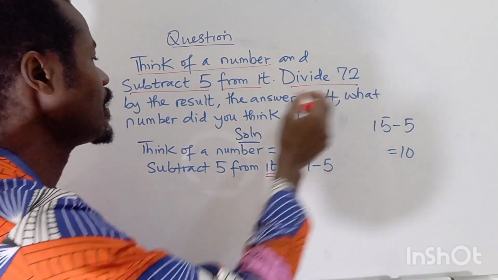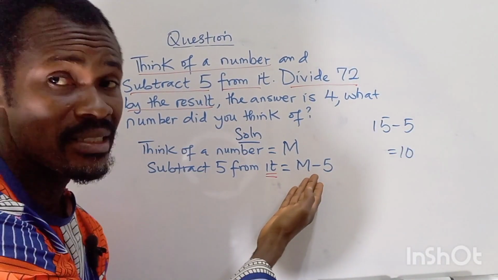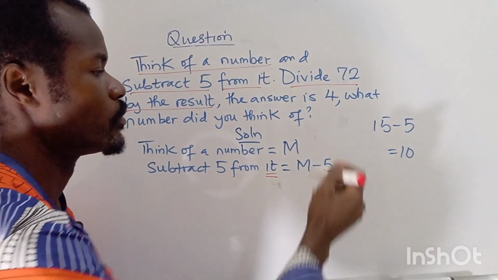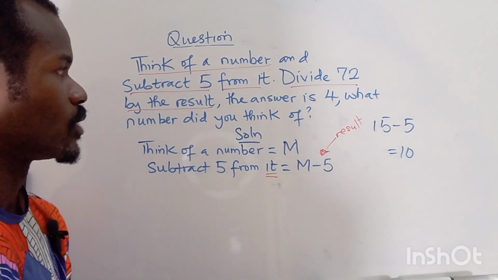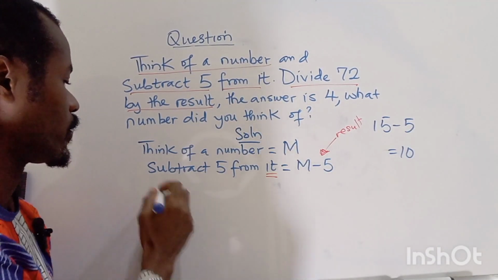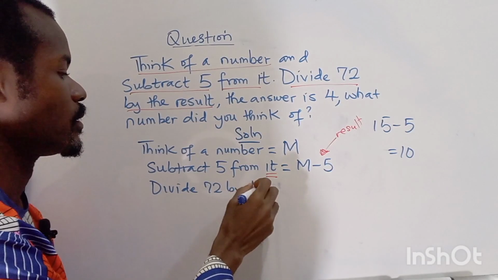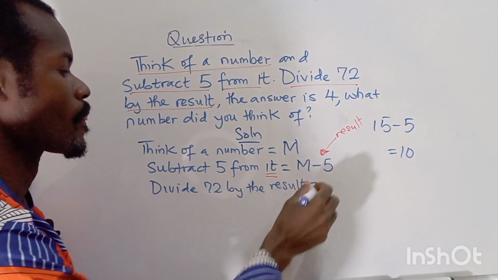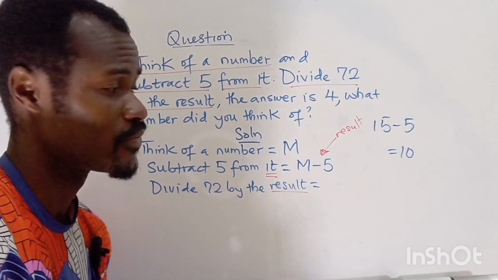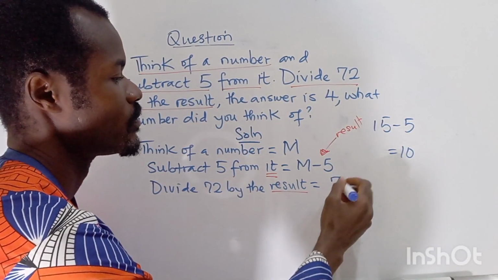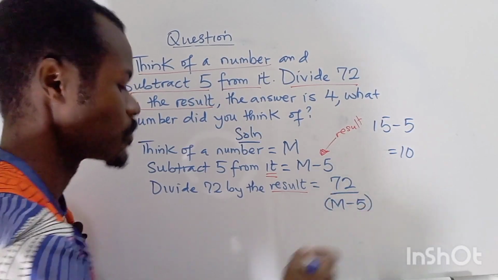It says, divide 72 by the result. So remember, this is our result, the result we got. The question says divide 72 by the result. So we want to divide 72 by the result. What was our result? Remember, our result was N minus 5. So it means I'm going to write 72 divided by N minus 5.